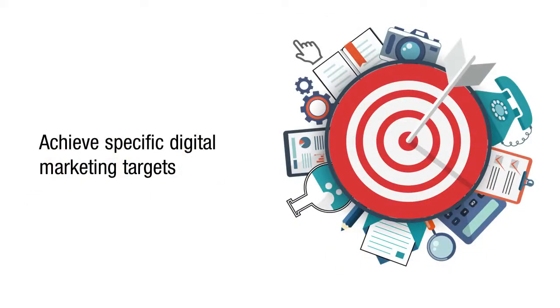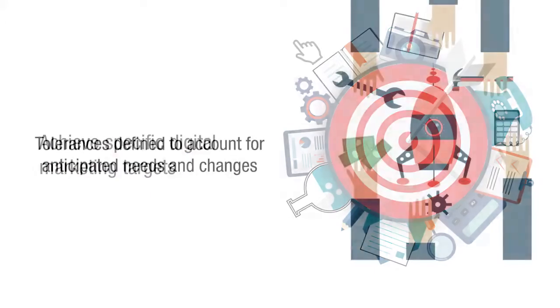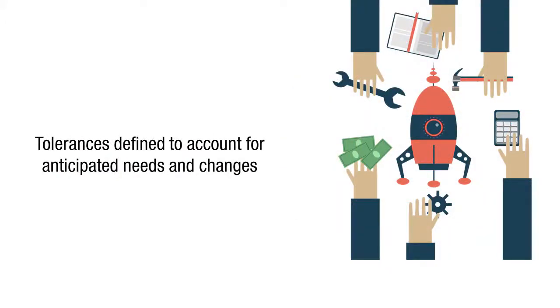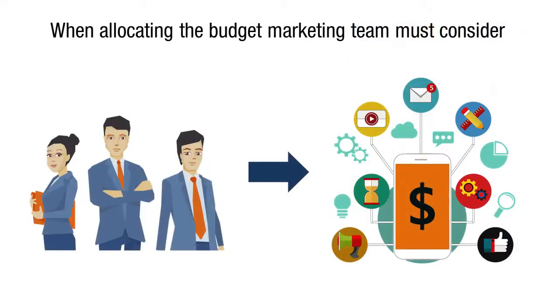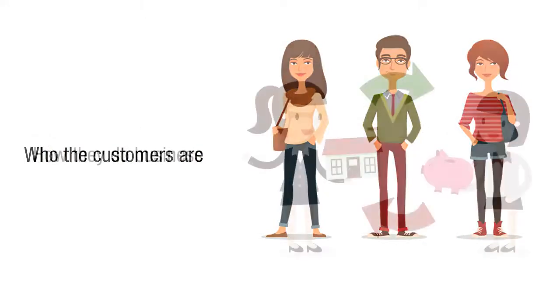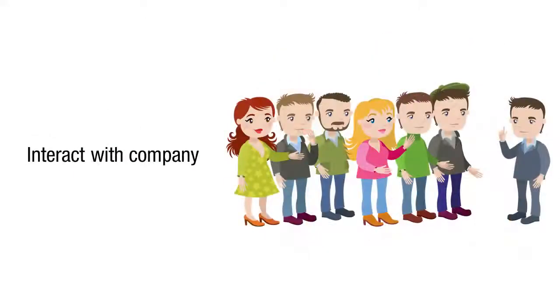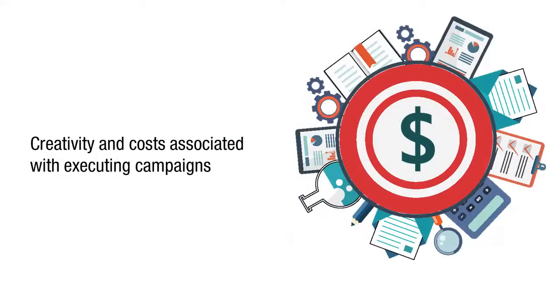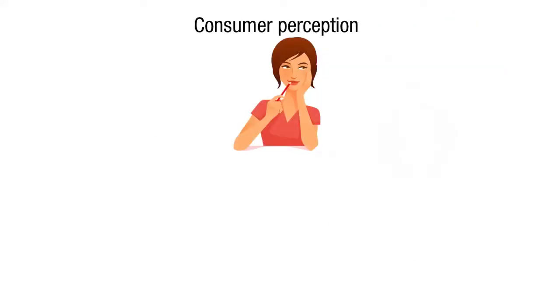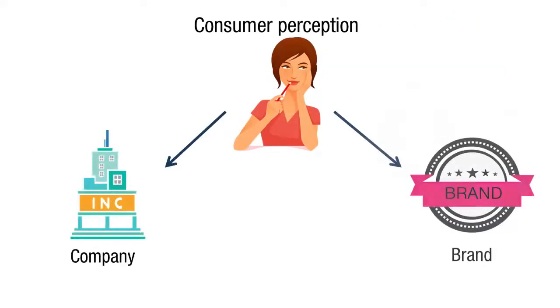It is usually a specific figure, but sometimes tolerances may be defined to account for anticipated needs and changes. When allocating the budget, the marketing team must consider such things as who the customers are, how they do business and interact with the company, the creativity and costs associated with executing campaigns, and the current consumer perception of the company or brand.